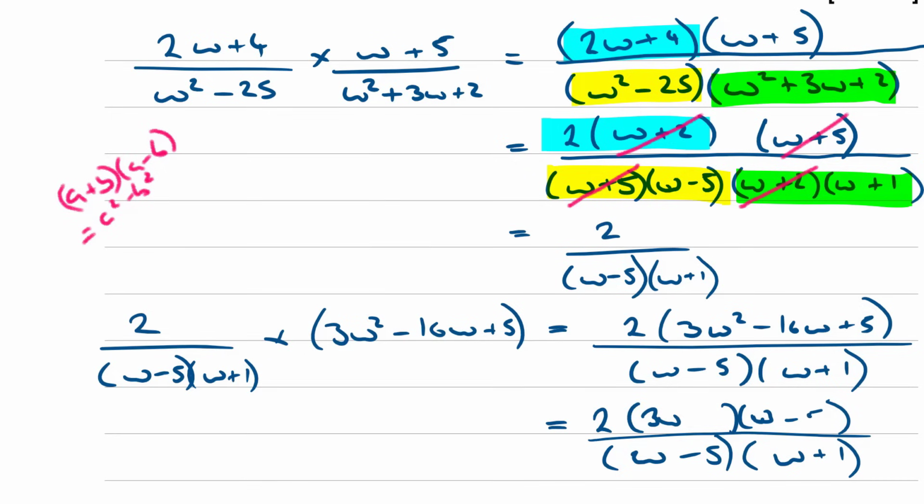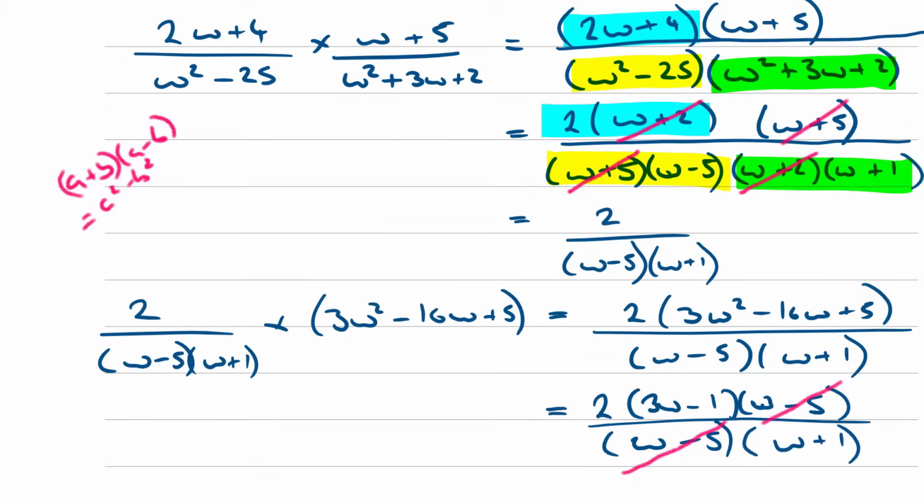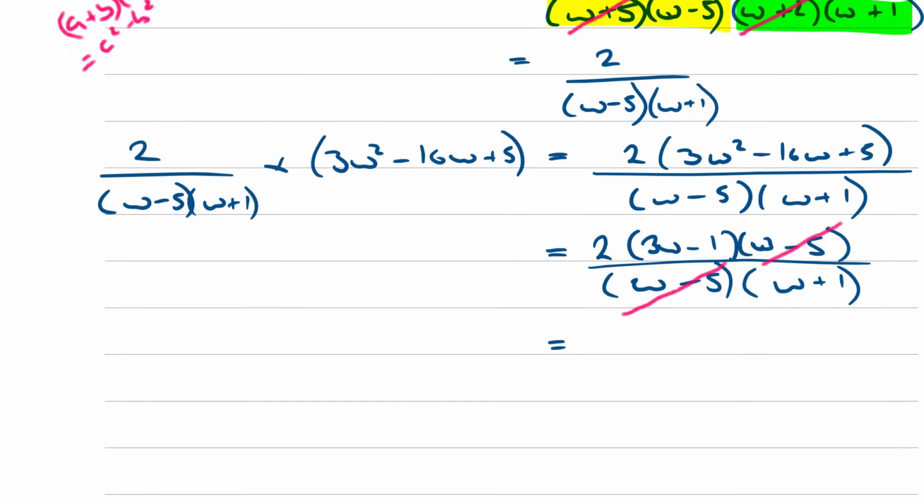So if we put a minus 5 in there and a minus 1 in there, then that works, doesn't it? So 3w times the minus 5 would give me minus 15w, and the minus 1 times the w would give me minus w, minus 16w altogether. So that does work. Right, so can we cancel anything now? Again, I've got a w minus 5 there and a w minus 5 there, so they can cancel each other out. And I'm left with a 2, and 3w minus 1 over w plus 1.